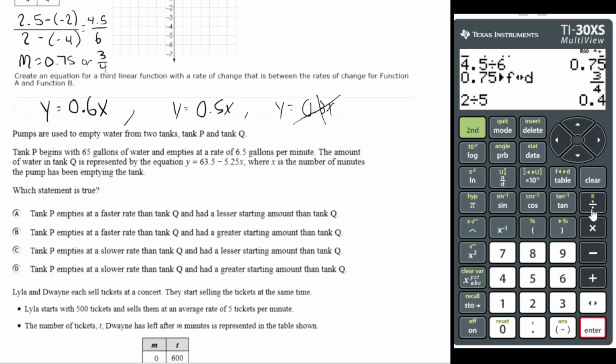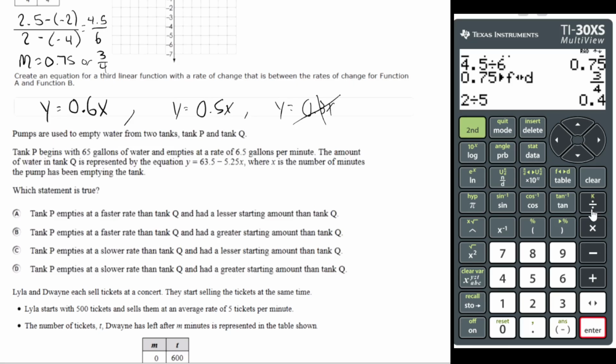Pumps are used to empty water from two tanks, tank P and tank Q. Tank P begins with 65 gallons of water and empties at a rate of 6.5 gallons per minute. The amount of water in tank Q is represented by the equation y equals 63.5 minus 5.25x, where x is the number of minutes. What statement is true?